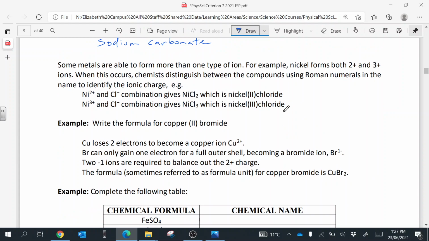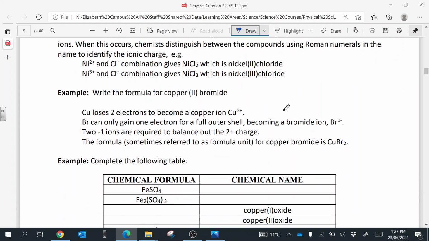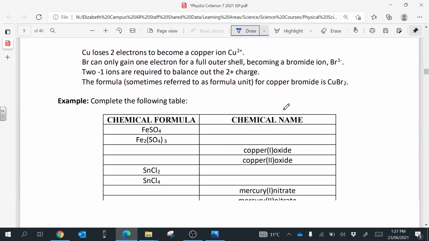A few more examples here, and I think I'll do these examples in the next video.